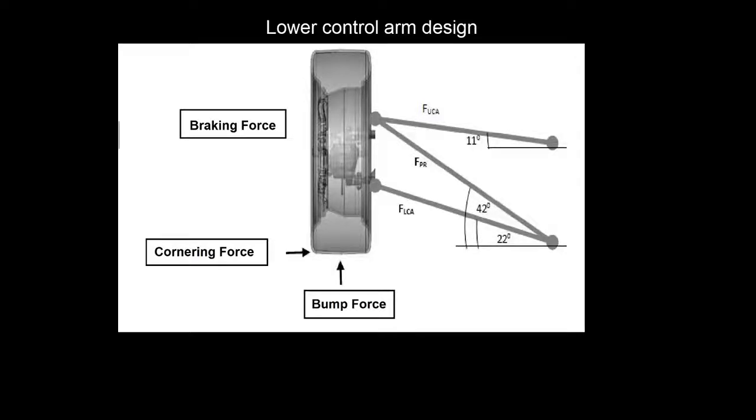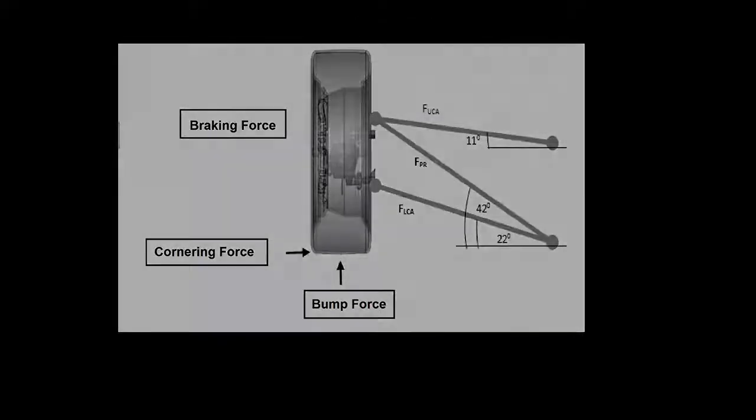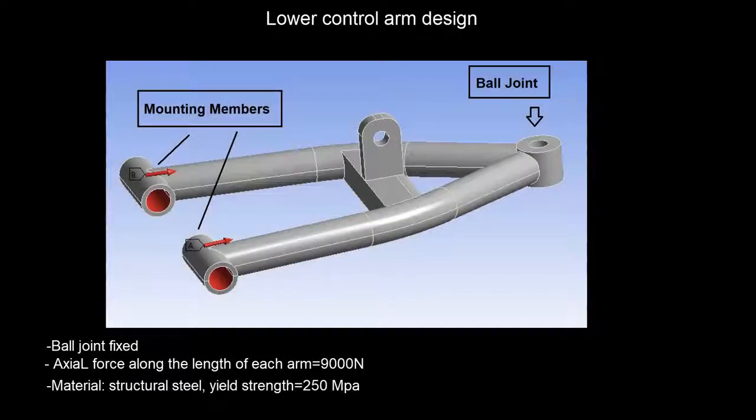To find the active force on each member, first you need to use the ANSYS rigid body dynamics tool or just a simple free body diagram to calculate the reaction force for each joint. Then you can use those reaction forces and calculate the resultant force for each member. Here, for the lower arm, the resultant force will be 9,000 Newton along the length of each arm. The material for this analysis is going to be structural steel with 250 megapascal yield strength.